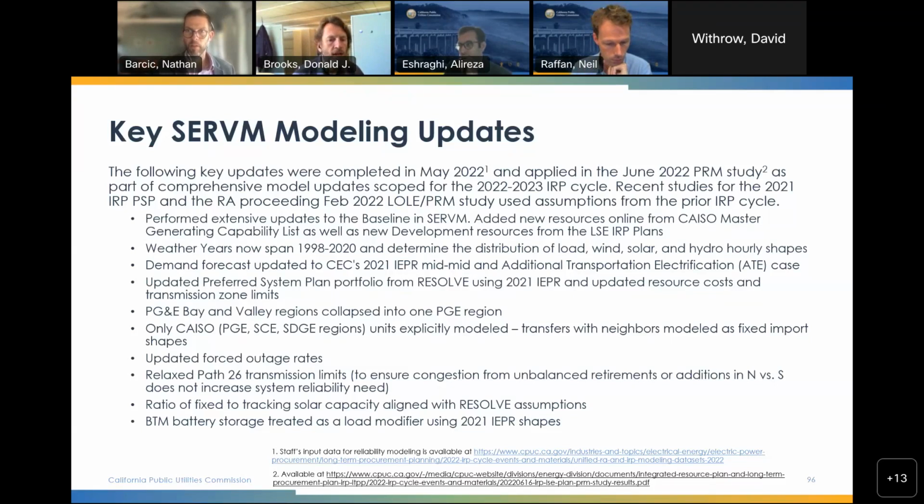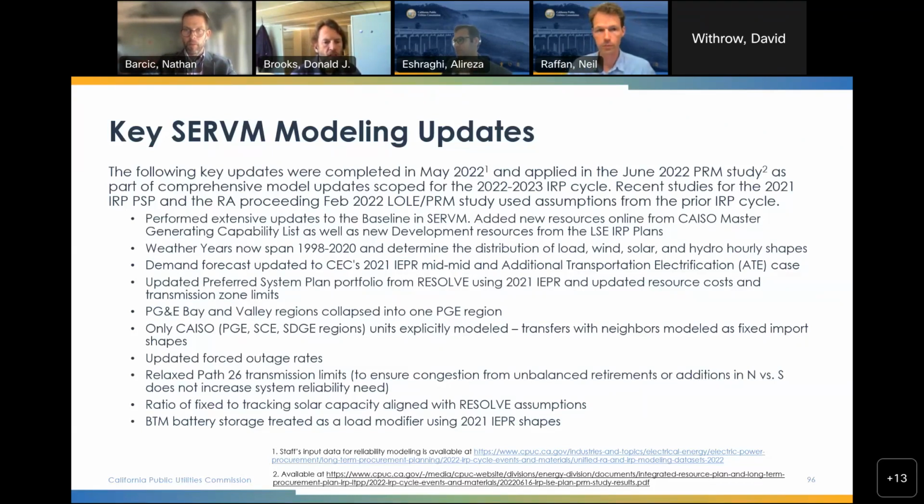We updated forced outage rates. We got new GADS data. Recently, the new GADS data came out. We also did some sensitivities around Path 26 transmission limits, relaxed it a little bit for some of our studies just to see what effect that would have.